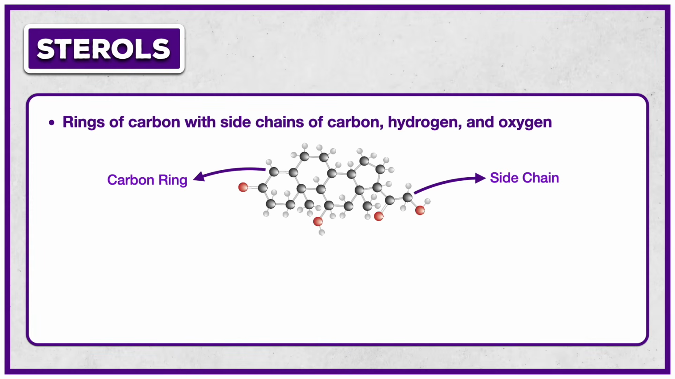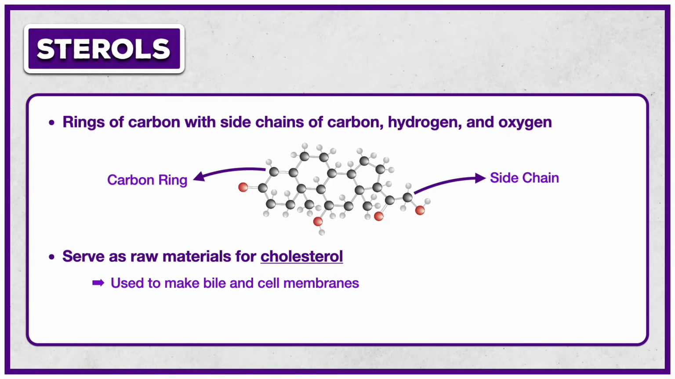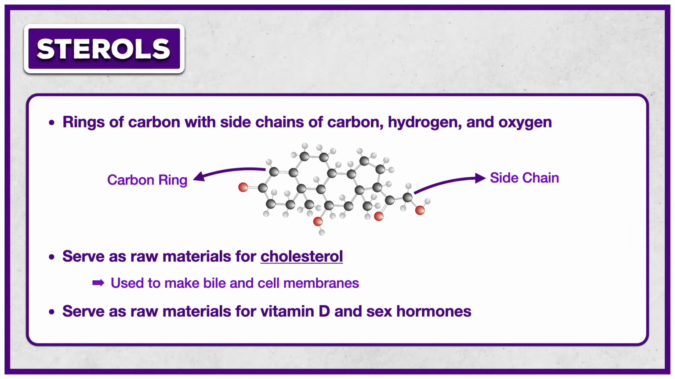The third and final class of lipids is sterols, which we will discuss the least in this lesson. Sterols are rings of carbon with side chains of carbon, hydrogen, and oxygen. Thus, there are no fatty acids or a glycerol backbone. Sterols serve as raw materials for cholesterol, which is used to make bile and cell membranes. Sterols also serve as raw materials for vitamin D and sex hormones like testosterone and estrogen.